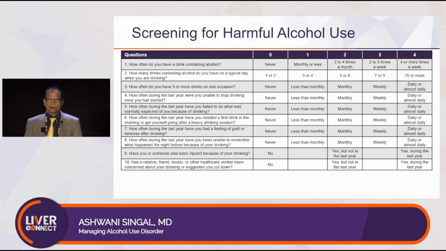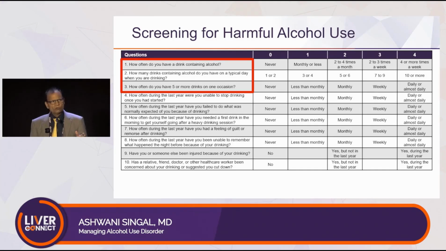So how do you identify or diagnose a risky alcohol use? And this is a tool which is most commonly used. There are several others, but for the sake of time, I'm putting the most common one here, which is, as you all know, the Alcohol Use Disorders Identification Test, or AUDIT. It is a tool with 10 questions self-reported by the patient, each question on a scale of 0 to 4.